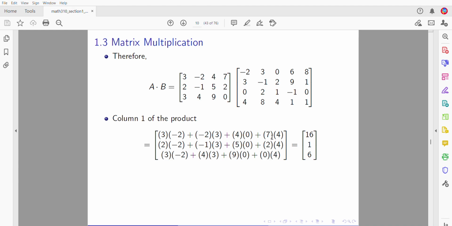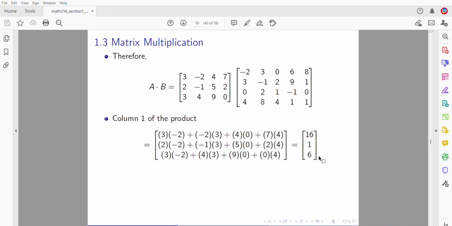Now the third row. Notice I'm only focused on this column, ignore everybody else. 3 times negative 2 plus 4 times 3 plus 9 times 0 plus 0 times 4. So that's with row 3. Simplifying all of this, assuming my arithmetic is correct, matrix A with column 1 gives me this column.